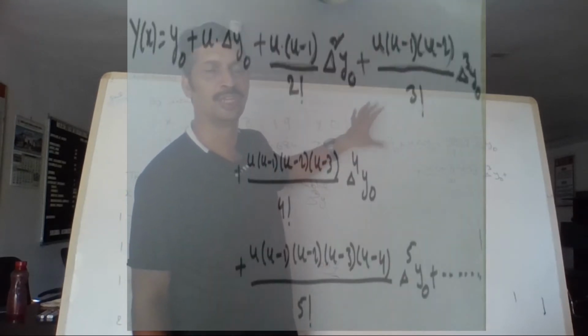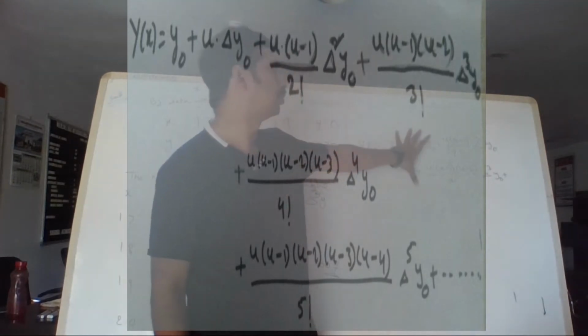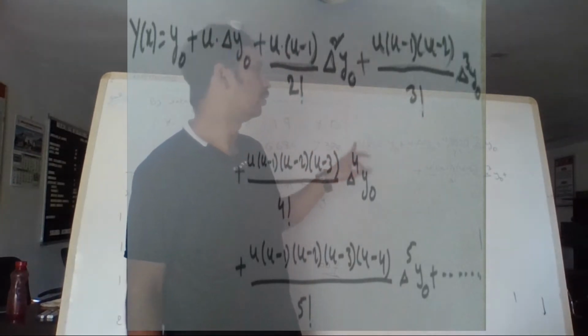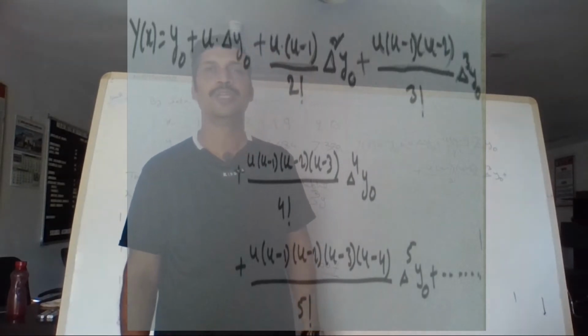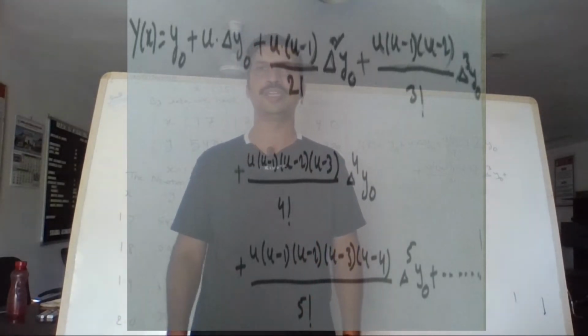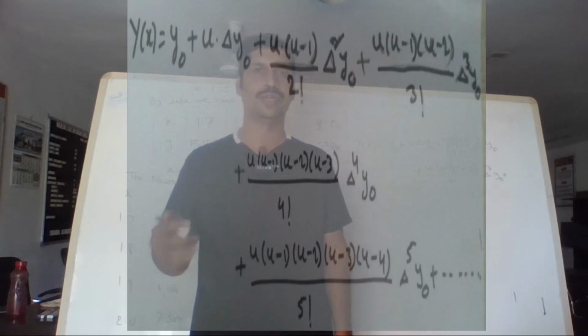This is very important. In order to solve the problem of Newton forward interpolation, we must be able to write this formula. Once again, y of x equal to y naught plus u into delta y naught plus u into u minus 1 by 2 factorial into delta square y naught plus u into u minus 1 into u minus 2 by 3 factorial into delta cube y naught and so on.